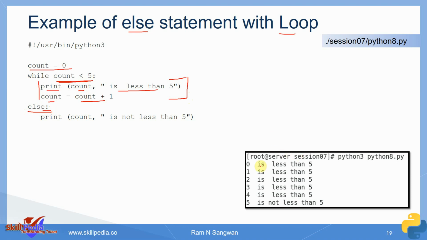So that means you will get 0 less than 5, 1 less than 5, 2 less than 5, 3 less than 5, 4 less than 5. But finally, when count becomes 5, it will come out of this loop and the else part will be executed, which is this, and you'll get 5 is not less than 5. So we can have an else statement with the loop.